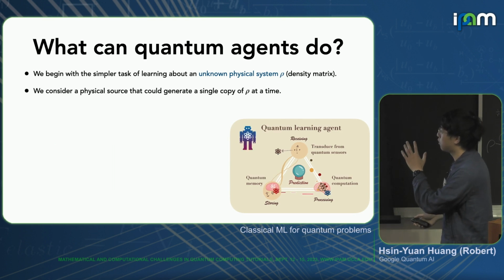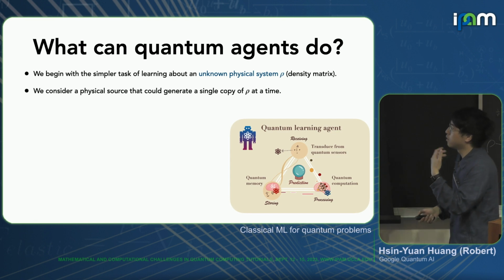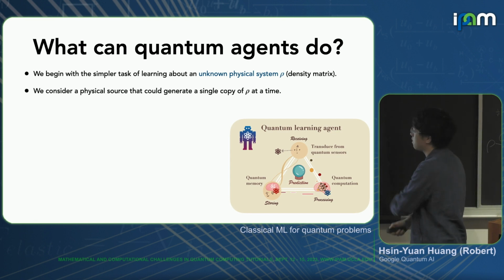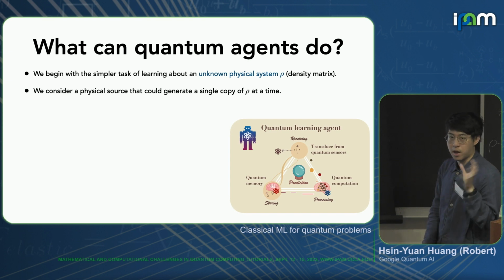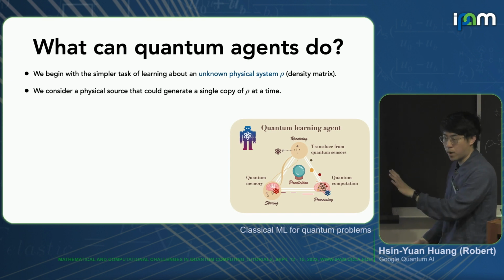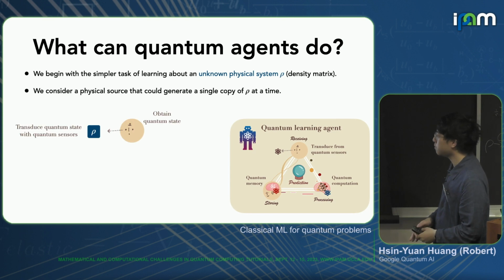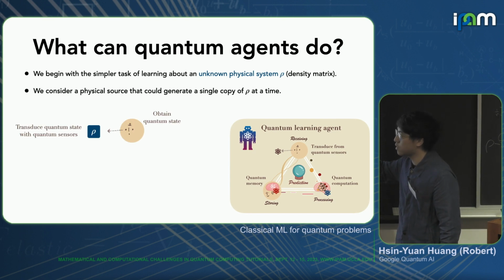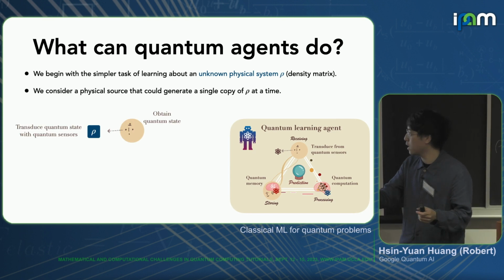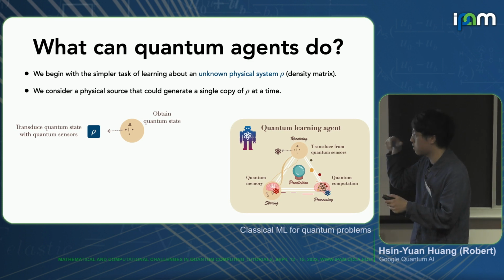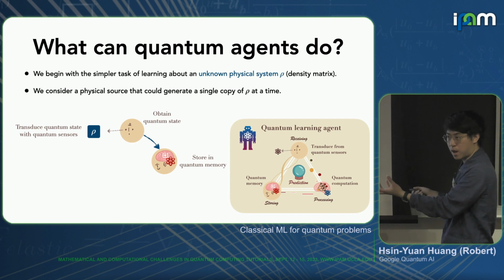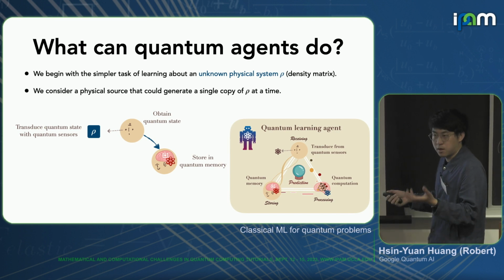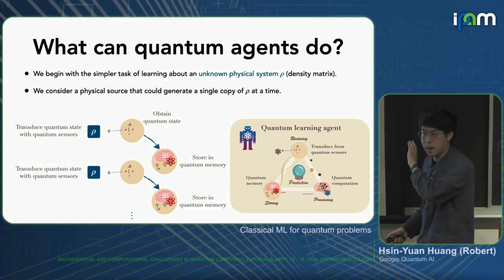On the other hand, the quantum learning agent, as I discussed, receives, processes, and stores quantum information. So again, we still have a physical source that generates a state rho at a time. And what it would then do is use this quantum sensor to obtain that quantum state and just put it in its quantum memory. So now in its quantum memory, it would have one copy of the state. And because it didn't do anything else, it essentially captures everything.